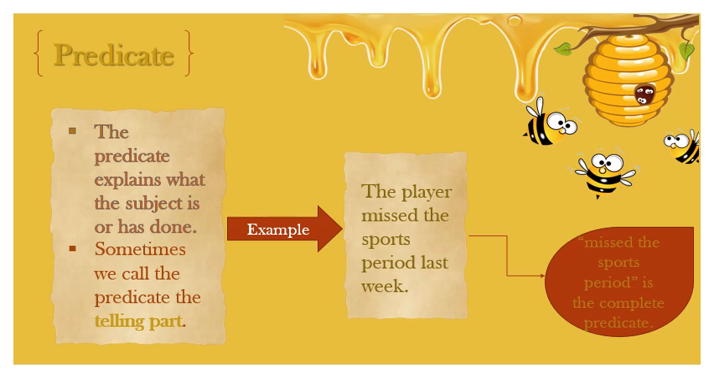So till now we can differentiate between the subject and the predicate. The subject is the part that tells whom or what the sentence is about. We call it the naming part. All the words in the subject, we call them the complete subject. The predicate is the part in the sentence that explains what the subject is or has done, and we call it the telling part. All the words after the subject till the end of the sentence, we call the complete predicate.